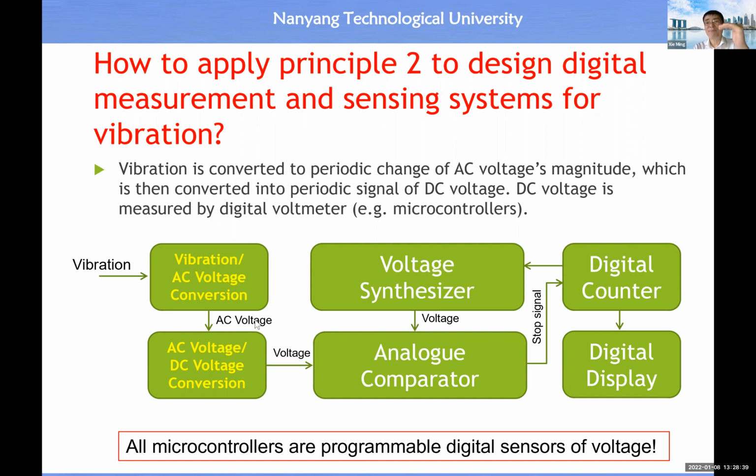And the output will be under the modulation by vibration. That means inside here, the eddy current effect sensor has an inner input AC voltage, then it produces AC voltage as output, but this AC voltage at the output is modulated by vibration, because the gap is changing. When the gap changes, the output amplitude will change. So once we have AC voltage, it is easier for us to convert AC voltage into DC voltage. Then we can use a microcontroller to digitize the time function of the DC voltage.